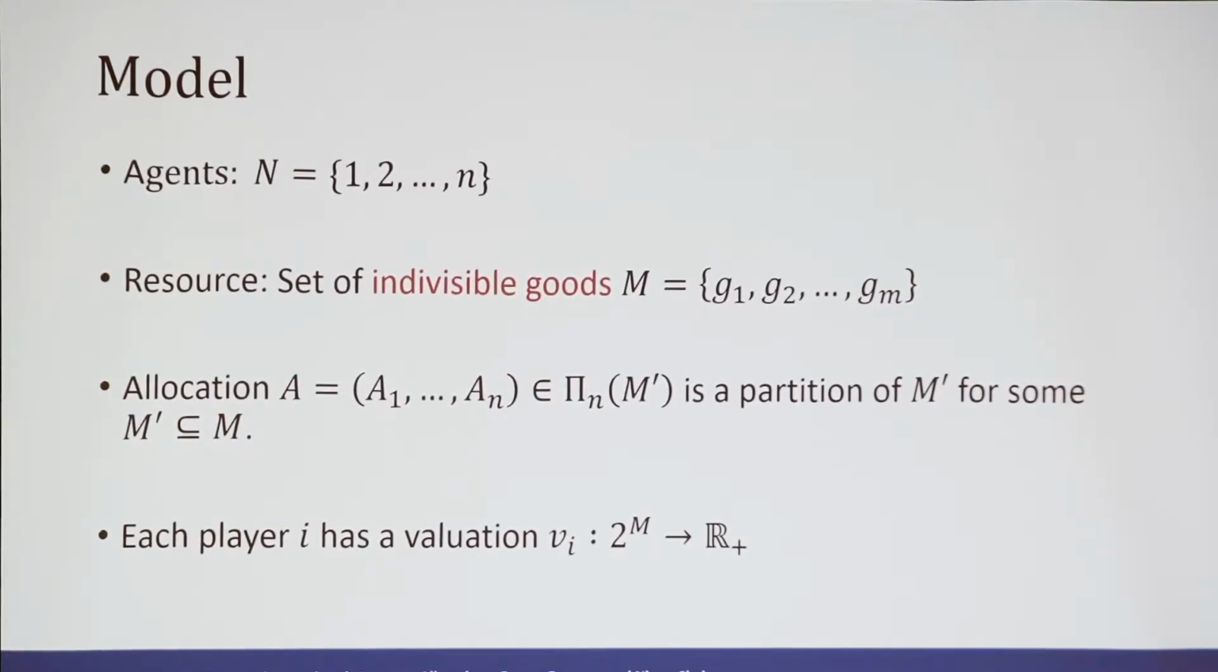Okay, so the indivisible goods model is very similar to the divisible good one, except that now our goods are indivisible, so we can't divide them. Again, an allocation will be a partition of some subset of the goods, where it's a strict subset if it's a partial allocation. Otherwise, it's a complete allocation. And each player is going to have these valuation functions which map subsets of goods to non-negative numbers.